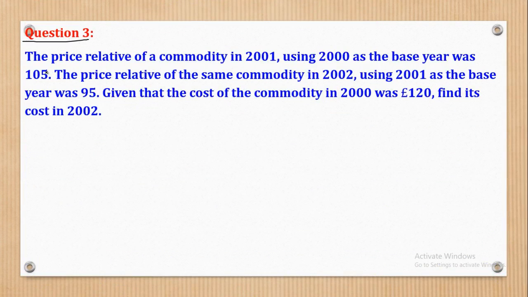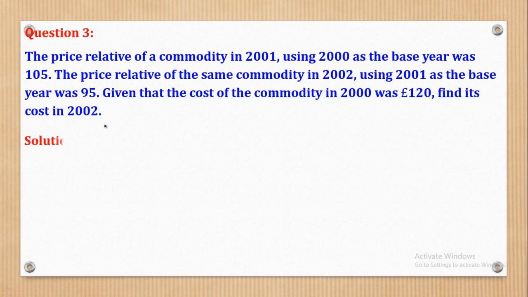Now we shall go to question 3. Question 3 says, the price relative for a commodity in 2001 using 2000 as the base year was 105. The price relative of the same commodity in 2002 using 2001 as the base year was 95. Given that the cost of the commodity in 2000 was £120, find its cost in 2002.